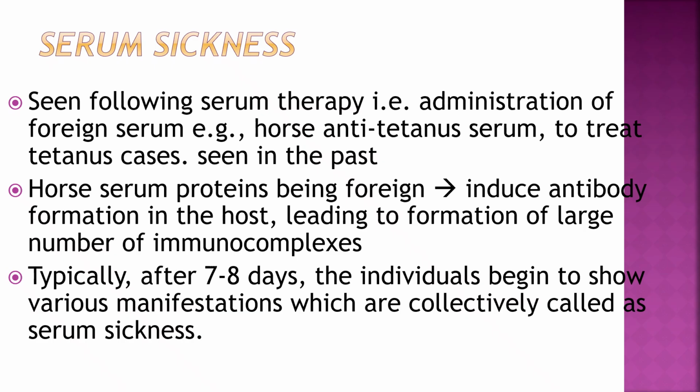Serum sickness is seen following serum therapy, that is, administration of foreign serum. Example: horse anti-tetanus serum used to treat tetanus cases in the past. Horse serum proteins being foreign, they induce antibody formation in the host, leading to formation of a large number of immune complexes. Typically, after 7 to 8 days, the individuals begin to show various manifestations which are collectively called serum sickness.